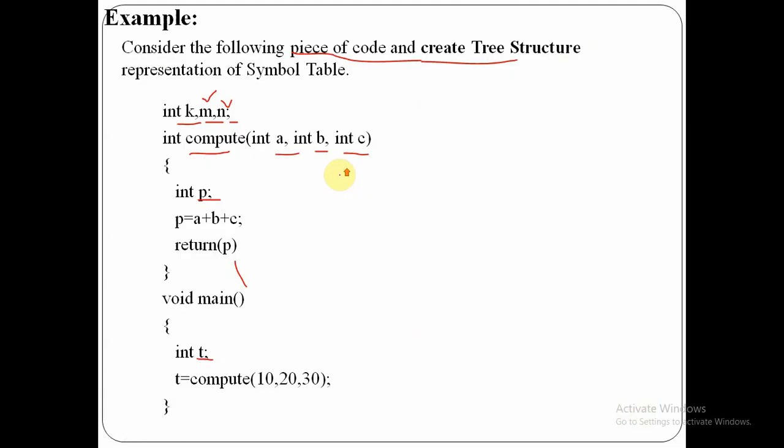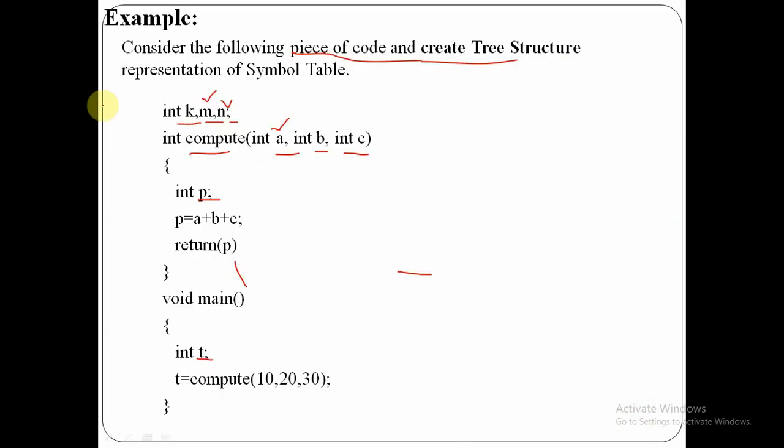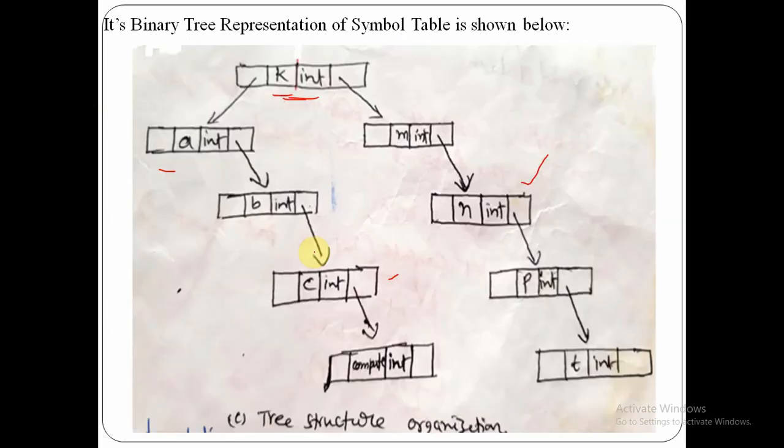Next, try to find the next symbol. Here is A. So A will be the left child of the K node. And the next one is B. B is the right child of A, and C is also the right child of B. Compute is also an identifier, because a function name is also an identifier which has an entry in the symbol table. So compute is going to be stored as the right child of the C symbol.